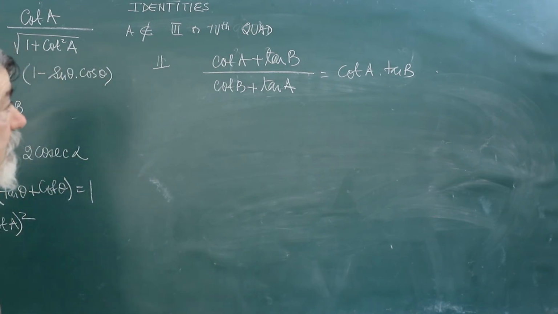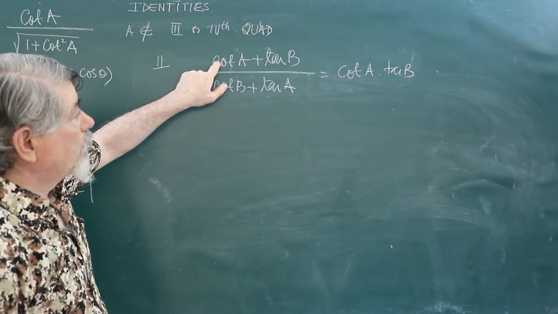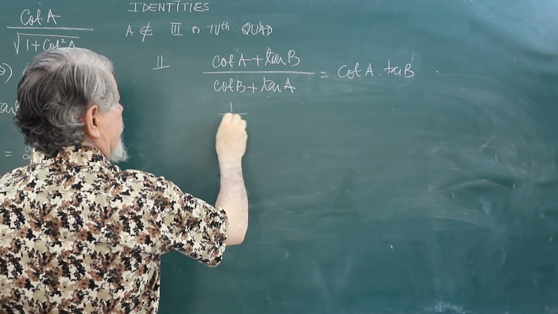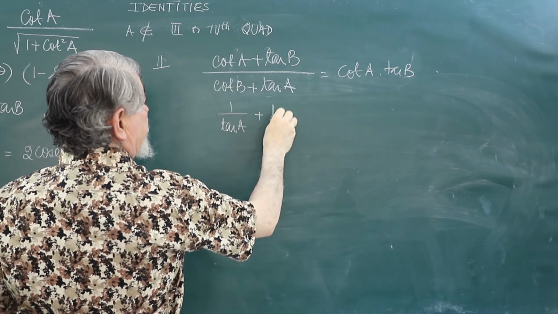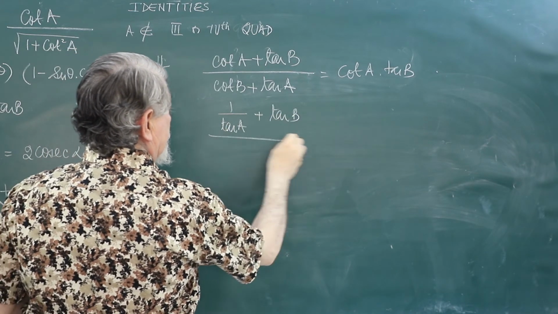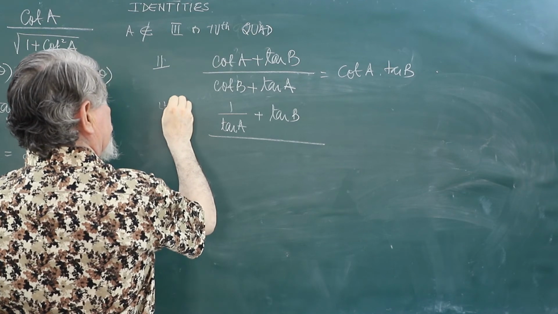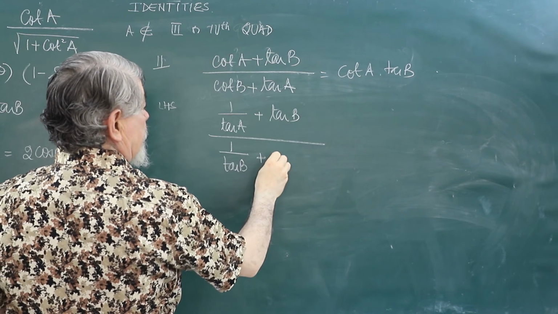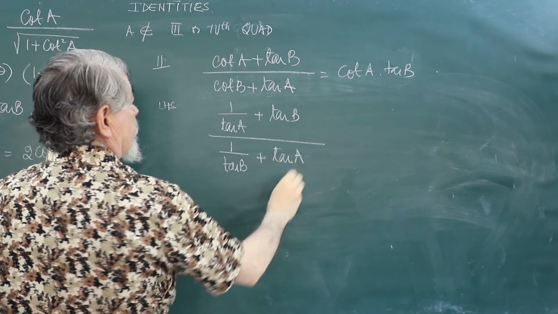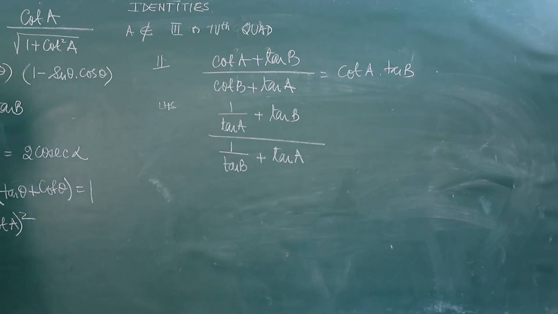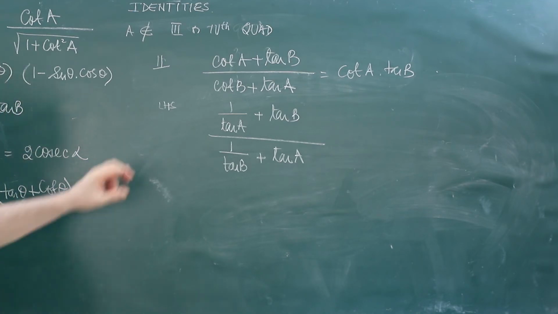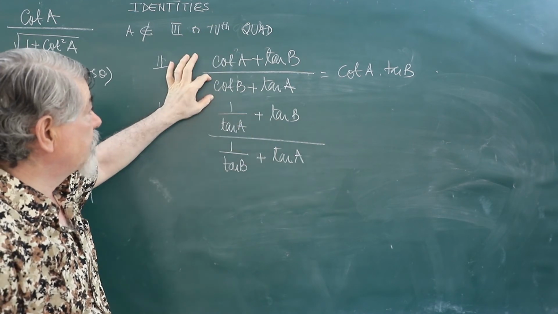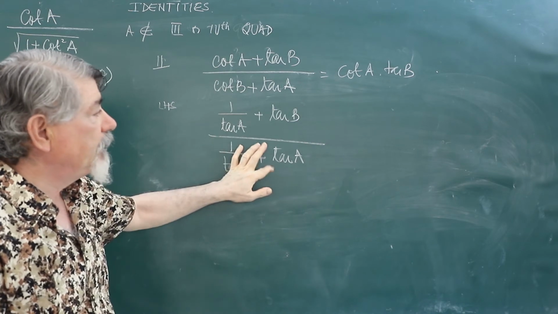What I'll do is convert cot A as 1 upon tan A. Let me write it as 1 upon tan A plus tan B on the left hand side. And this is 1 upon tan B plus tan A. Tan is the reciprocal of cot, or cot is the reciprocal of tan. So instead of cot A, I have written 1 upon tan A plus tan B. Instead of cot B, I have written 1 upon tan B plus tan A.